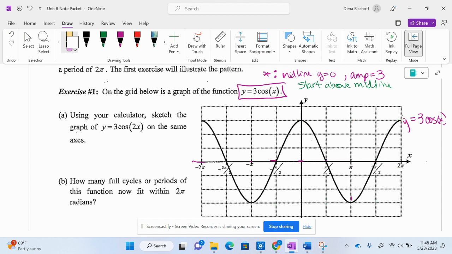Throw your hand up when you're done with that sketch, and I'm going to show you how I sketch it out. Thanks, Keegan. Who else needs more time? Raise your hand if you want more time. Okay, so I'm going to show you how I sketch it.